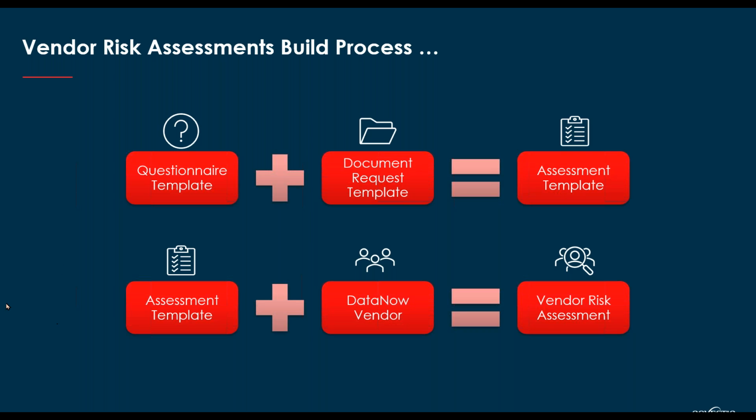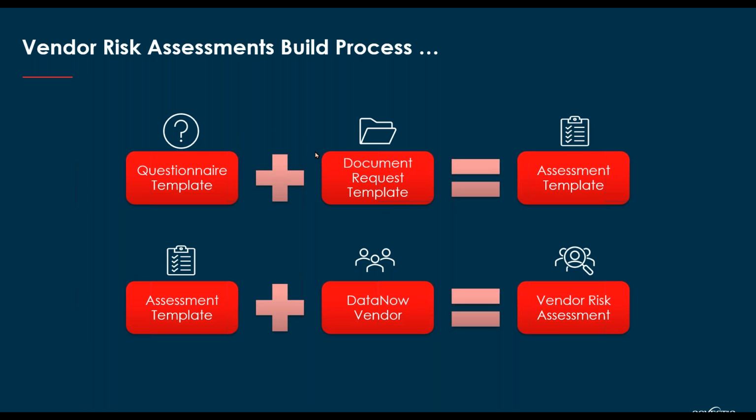So the main thing you need to understand is that vendor risk assessments are really built from the bottom up. You start by creating a library of questionnaires and document templates. Typically, for example, you might have different questionnaires for different types of vendors. You might have one questionnaire for a hardware vendor, another set of questions for a software vendor, and yet another set of questions for a data processing vendor, and same thing with the document templates. You may request different documents from different types of vendors.